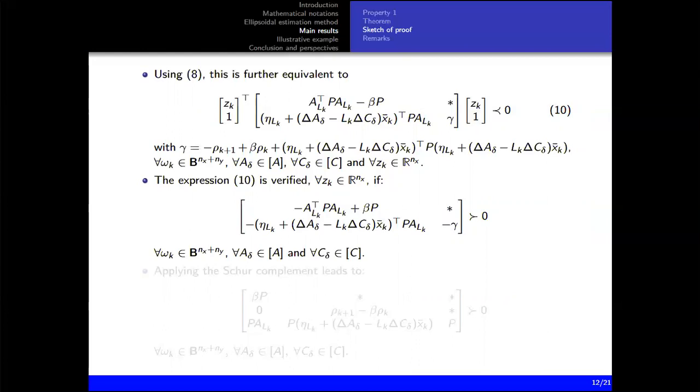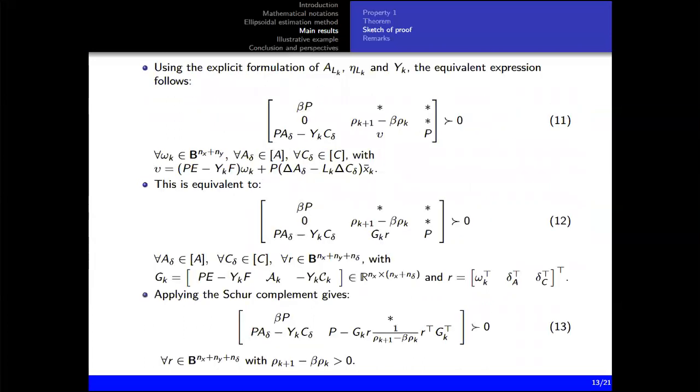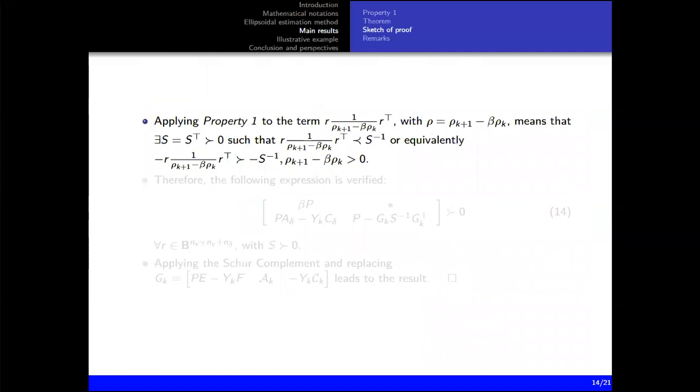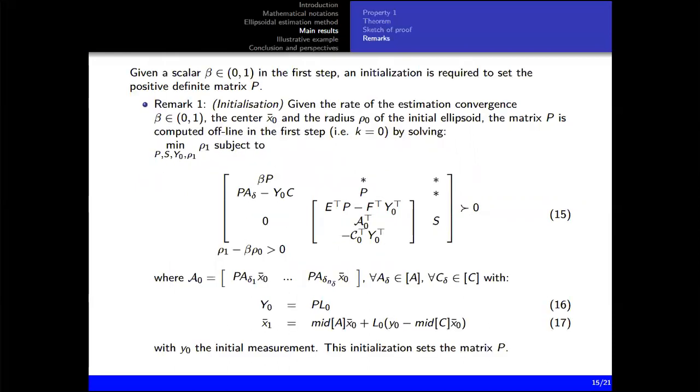Applying Schur complements gives this inequality. After some manipulations, we get the inequality 13, and applying property 1 to the term R by 1 over rho k plus 1 minus beta rho k R transpose, we get the last inequality. And after some manipulations, we get the final result of our theorem. Now I give you two remarks.